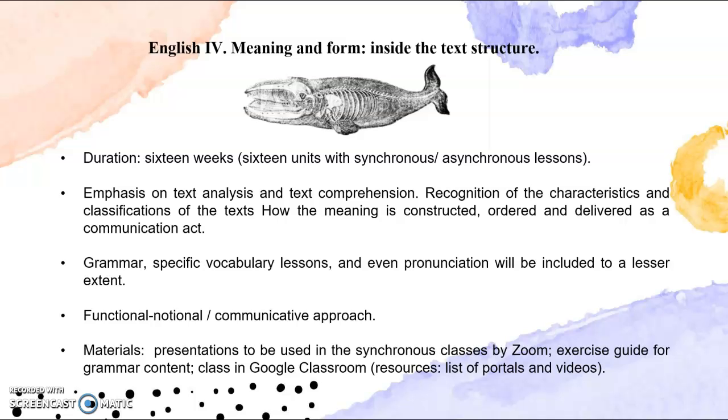The approach is functional, notional, or communicative, and the materials include presentations to be used in synchronous classes by Zoom, exercise guide for grammar content, a class that is opened in Google Classroom, and then we have a wide list of portals with different text for the students to explore, and videos, a list of YouTube videos about text classifications and so on.